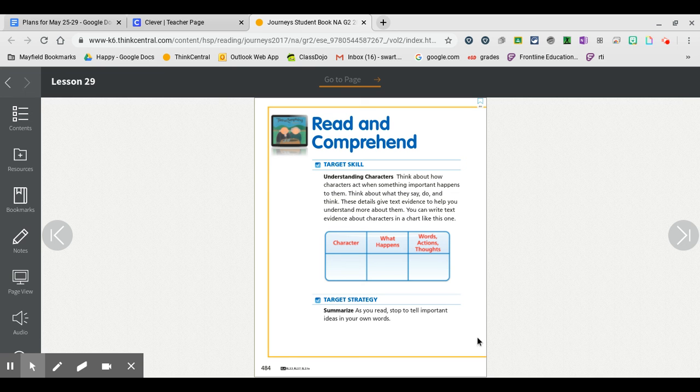As we read, stop along the way and tell the important ideas in your own words. We should always remember to stop and review what we've read. We should summarize or describe to ourselves in our own words the most important events. You did a phenomenal job with this in your sequencing charts last week, so I know you'll have no problem with it this week.